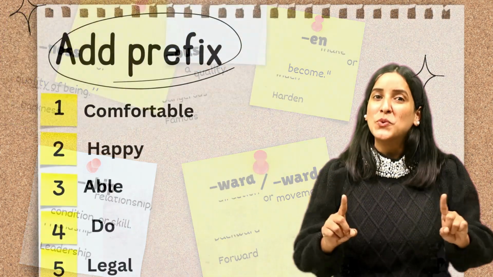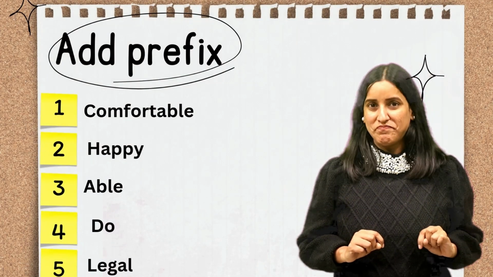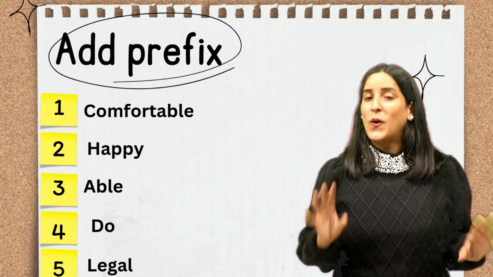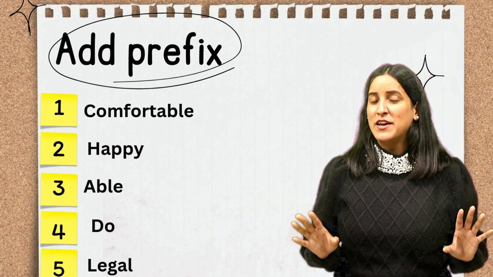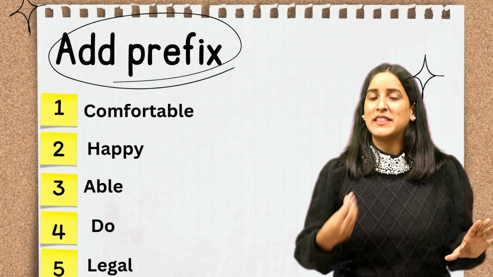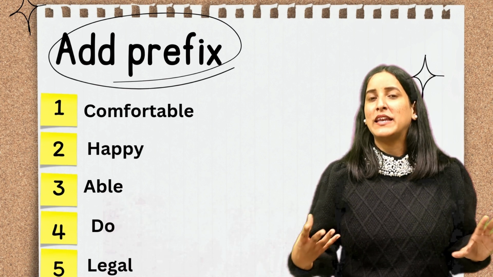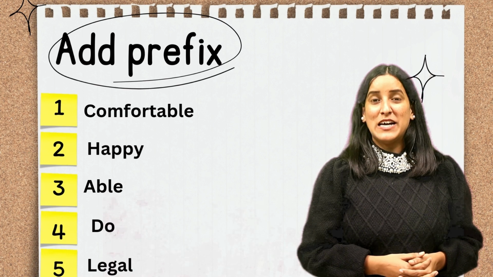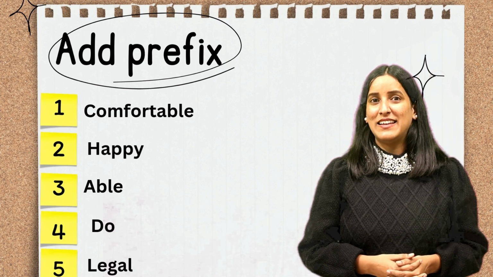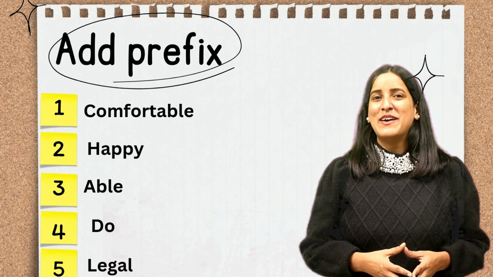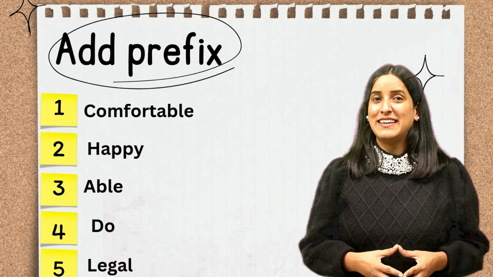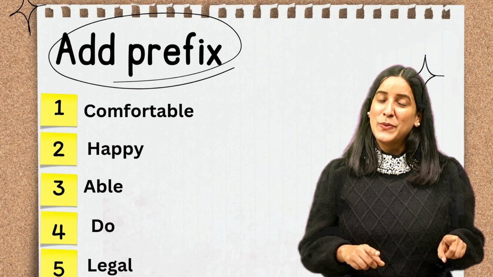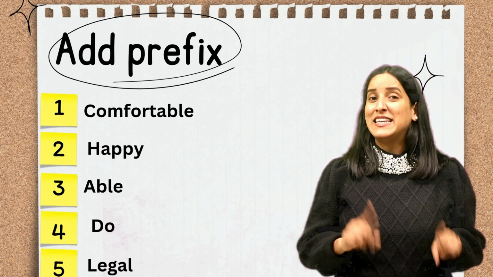Now I would like you to try some on your own. Okay, so I'm going to give you some words, and all that you have to do is to add a prefix. For each word, add a prefix to make the opposite or create a new meaning. All right, the first word being this one, comfortable. Okay, uncomfortable, right? Happy, unhappy, able, unable, do, undo, legal, illegal, right?